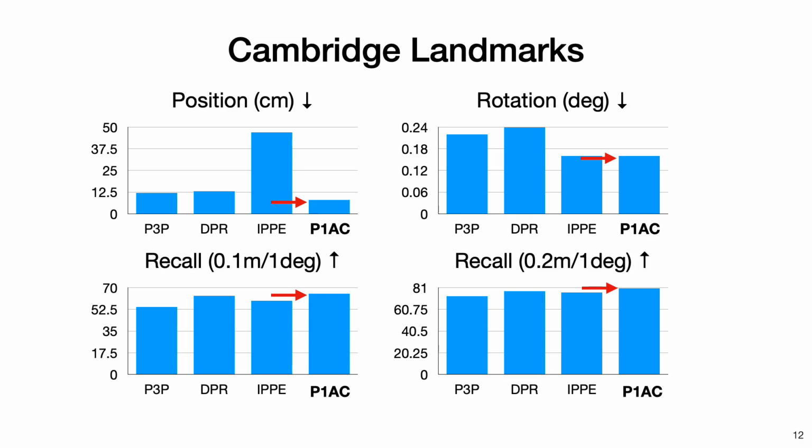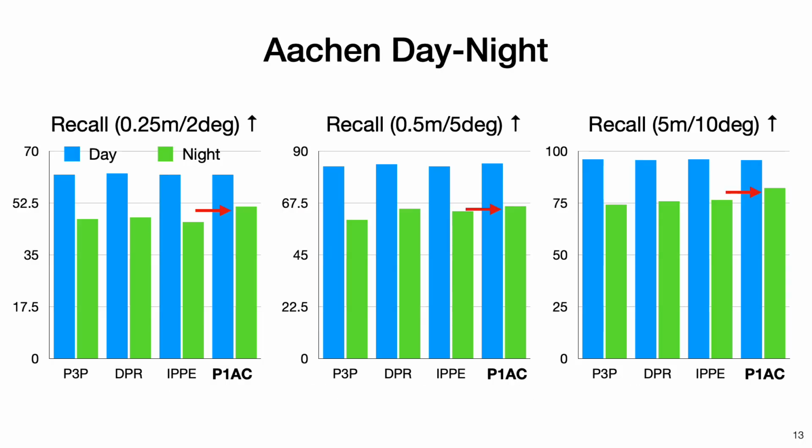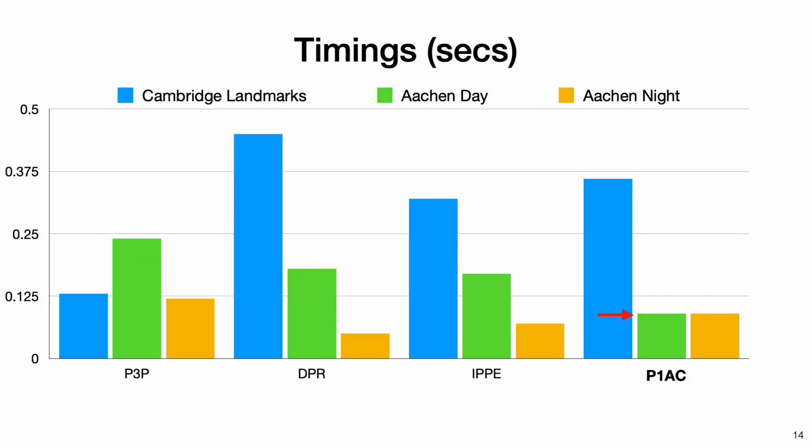On the Cambridge Landmarks dataset, P1AC had the lowest median error and highest recall among all methods we tested. On Aachen day-night, we saw an especially large boost in recall from P1AC on the night dataset. In terms of timings, P1AC was slower than P3P on Cambridge Landmarks, but faster on the more challenging day-night dataset, which had higher outlier ratios.